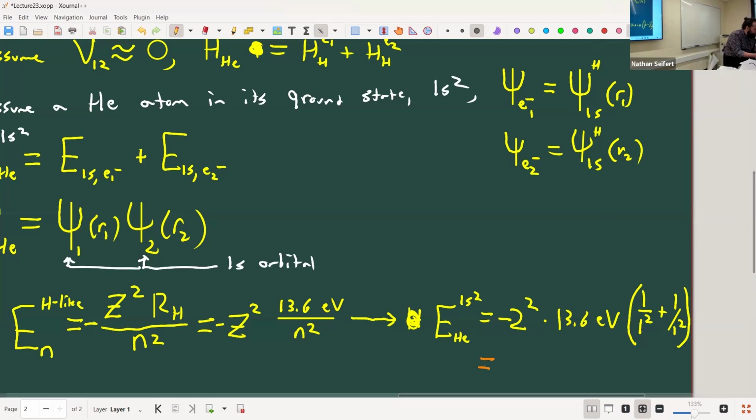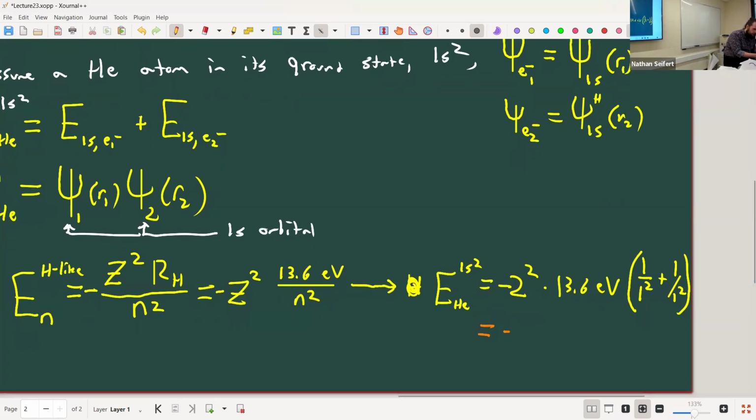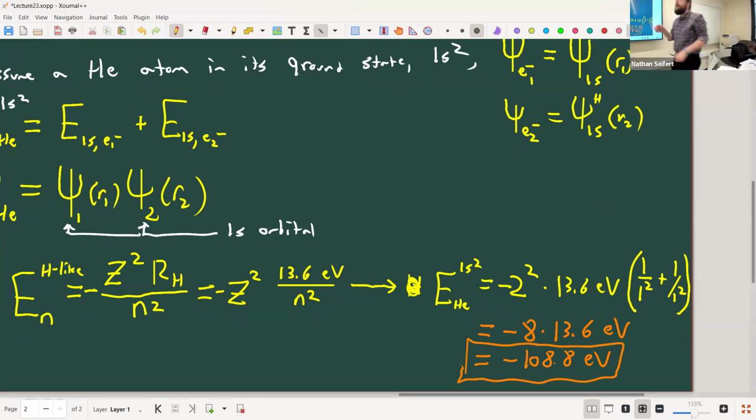So what we get is that the total energy of helium from this approximation is minus 8 times 13.6 eV, which is minus 108.8 eV. Right? So just by making a very simple assumption, by turning off the interaction of the 2 electrons, we get a number, just from hydrogen. This is the building up that I like to do in quantum mechanics, this bootstrapping. We start with a simple problem we understand and treat more complicated problems with combinations of the simpler problem.